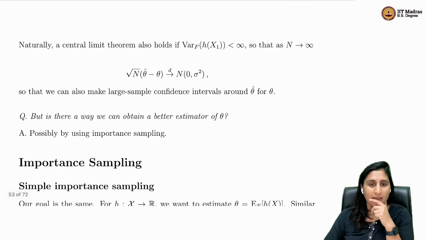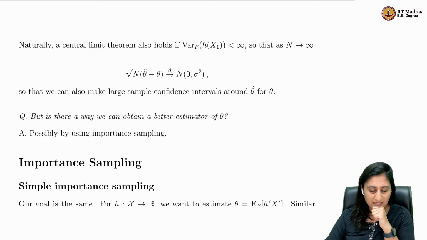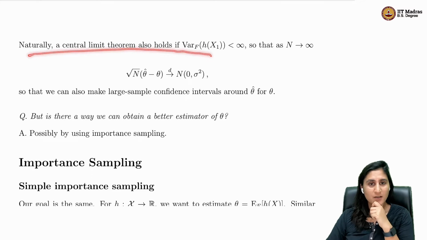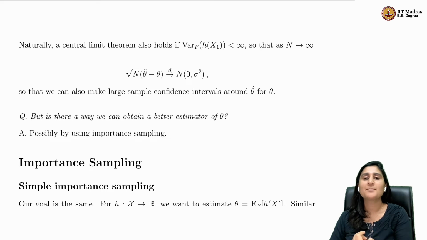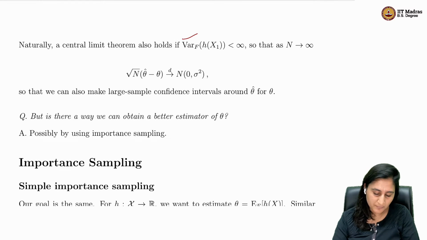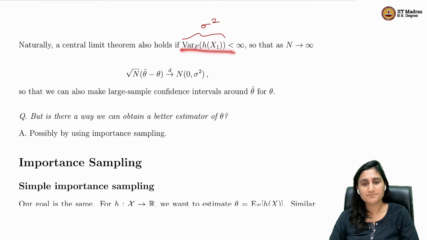Okay, and we have other tools. Now, naturally, a central limit theorem will also hold because our theta hat is nothing but a sample average. Because it's a sample average of IID random variables, I can employ this central limit theorem exactly and immediately, assuming this is finite, where this was, remember, nothing but sigma squared. So if sigma squared is finite, then as n tends to infinity, square root n times theta hat minus theta converges to normal 0, sigma squared.